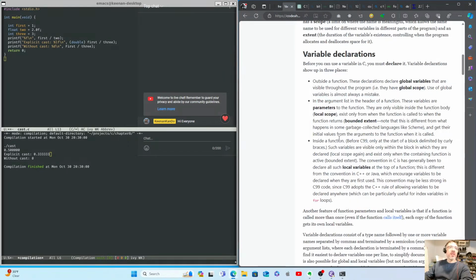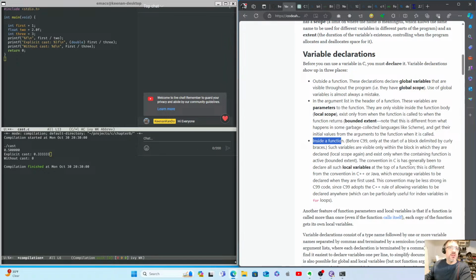Automatic. Okay. Inside a function. Before C99, only at the start of a block delimited by curly braces. Such variables are visible only within the block in which they are declared. Local scope again exists only when the containing function is active. Bounded extent.